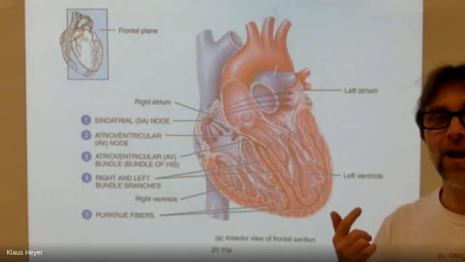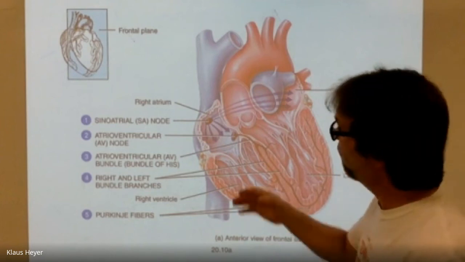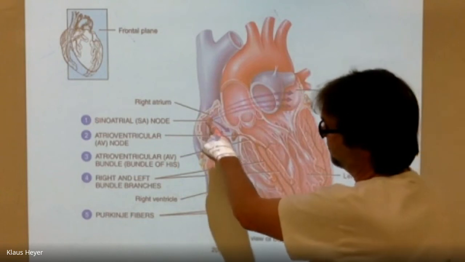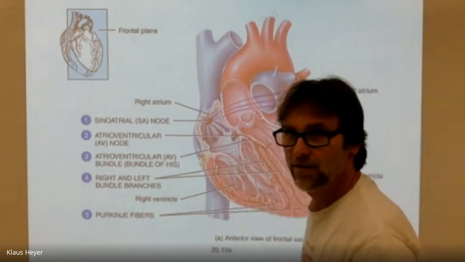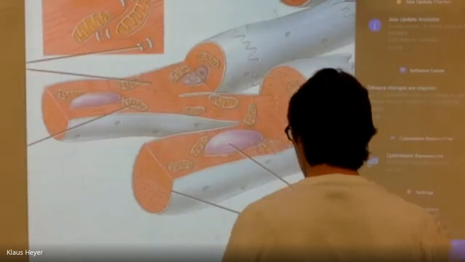And then I want to talk about how the cells themselves contract. This is the order that they contract. When the action potential is going through here, these cells are contracting. When it goes through here, these cells are contracting. But what exactly is going on when a muscle cell contracts?